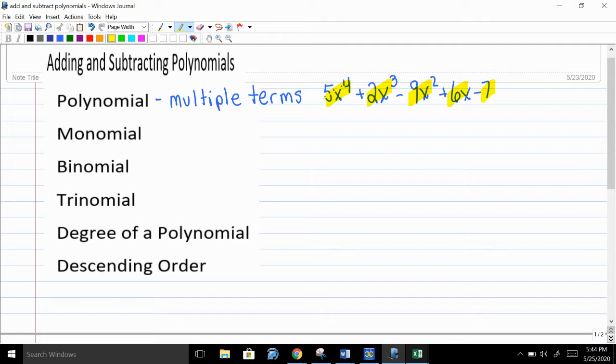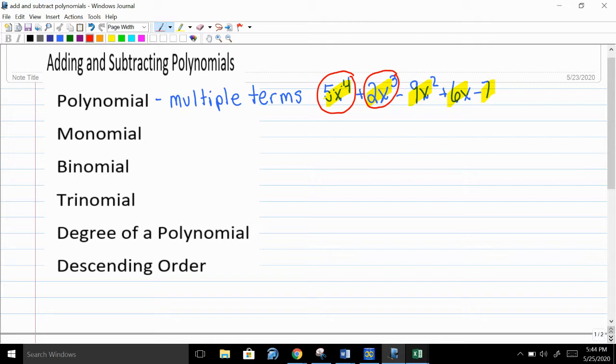Okay, I like to think of terms as things that are separated by addition and subtraction signs. So if they're connected, they're considered one term. So this 5x to the fourth is considered one term. This 2x to the third power is considered one term. Terms are separated by addition and subtraction. Okay, so you kind of get the idea there.